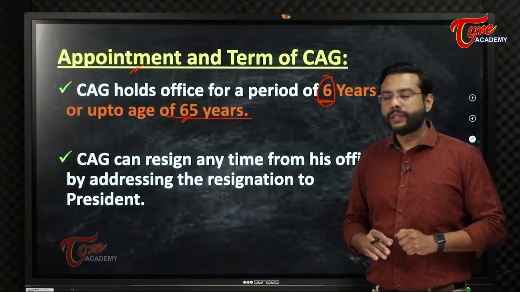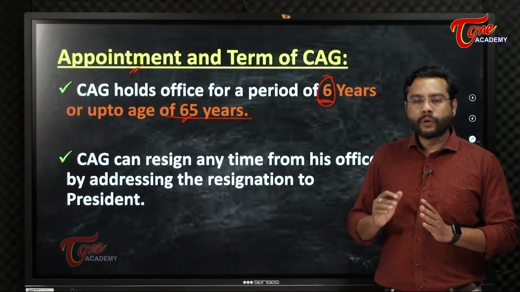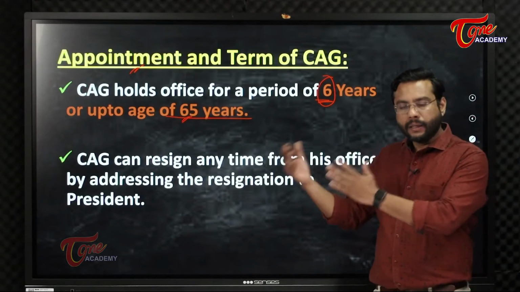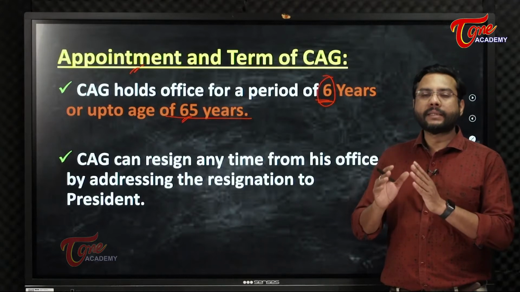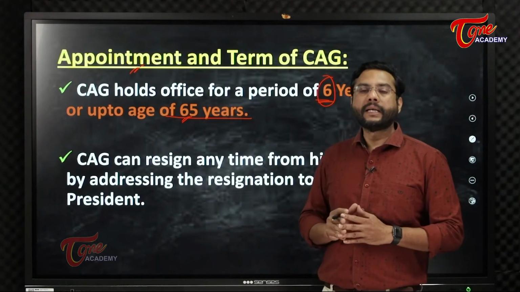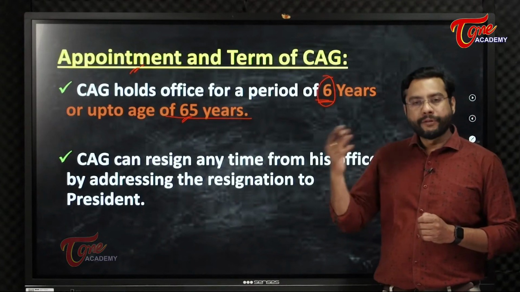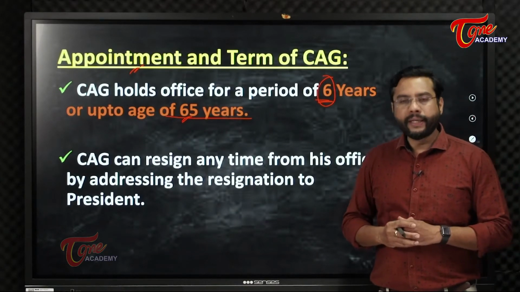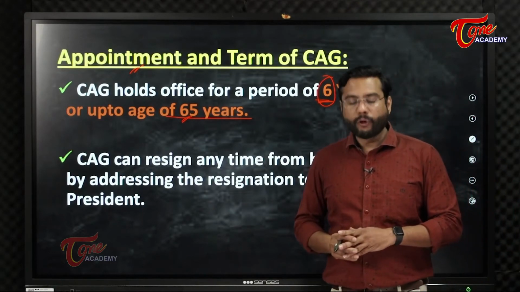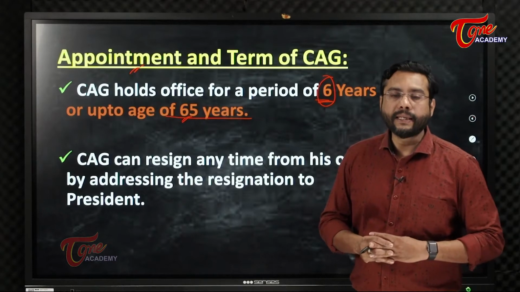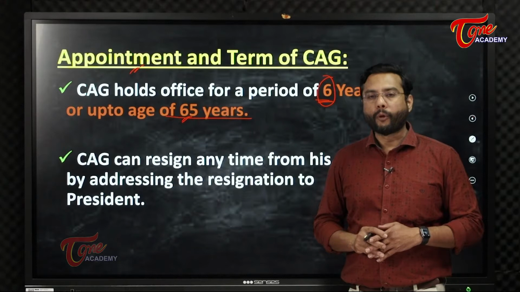Another important question here is that the CAG is not allowed to work in other offices after retirement. That is, once the CAG completes the term of 6 years, he is ineligible to work further under the Government of India or Government of a state or any other entity where there is an involvement of the government. The CAG is not eligible for further appointments.